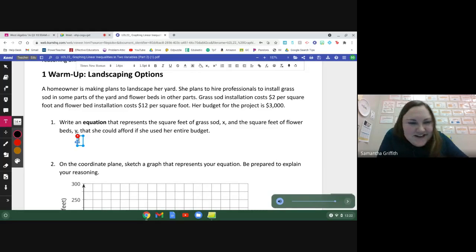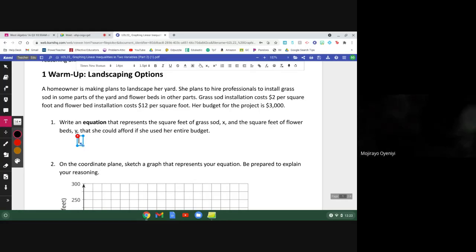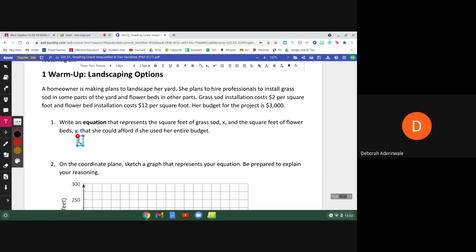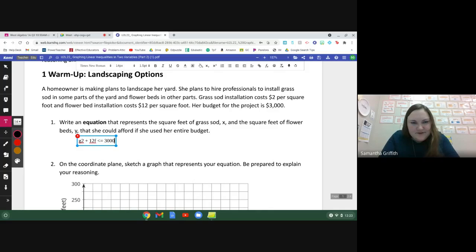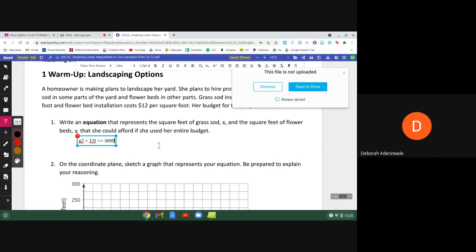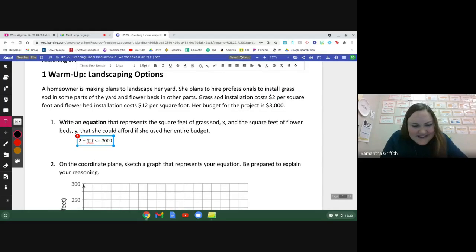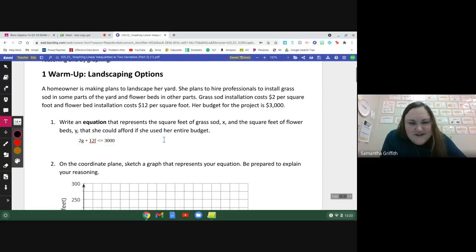Let's have one person share, and then we can have another person see if they agree with it or not. I have one already. You got it? Can you tell us? I have 2G plus 12F less than or equal to 3,000. Did I get that right? Yeah. Okay. Or 2G. We can do 2G or F. Okay. Yeah, we usually see the numbers in front. So let's change that. 12F.